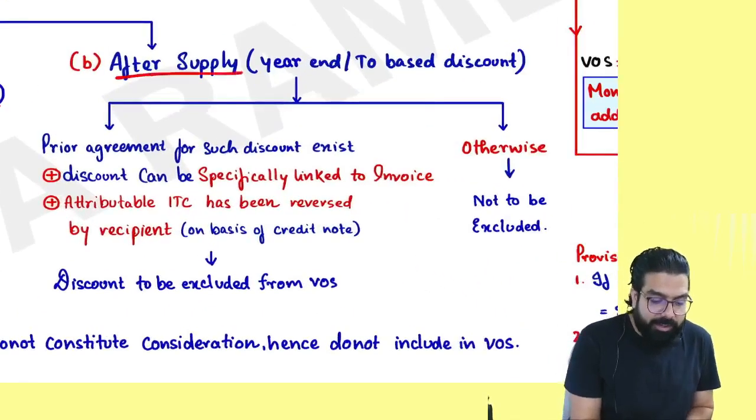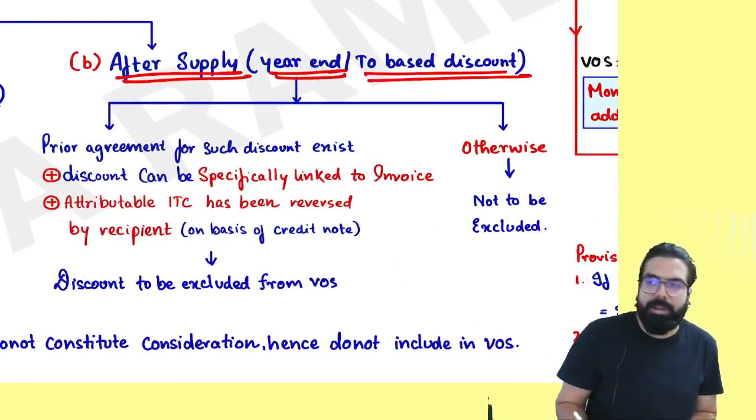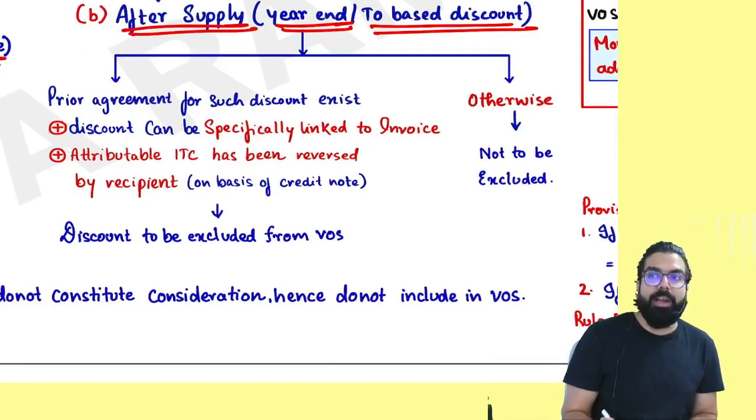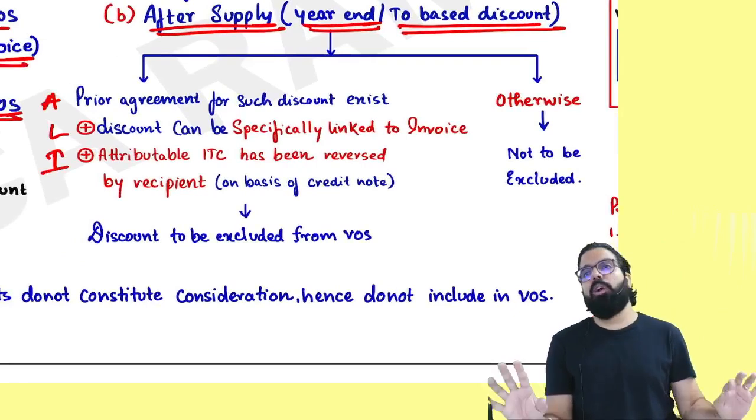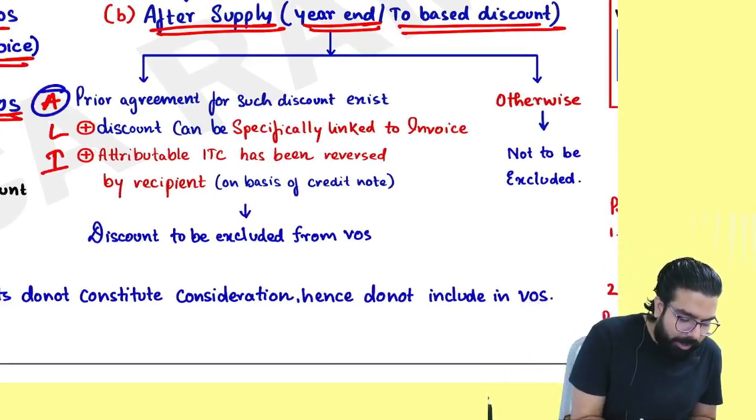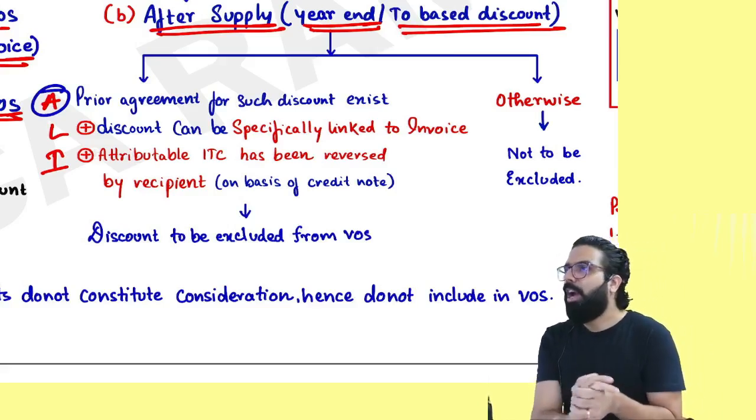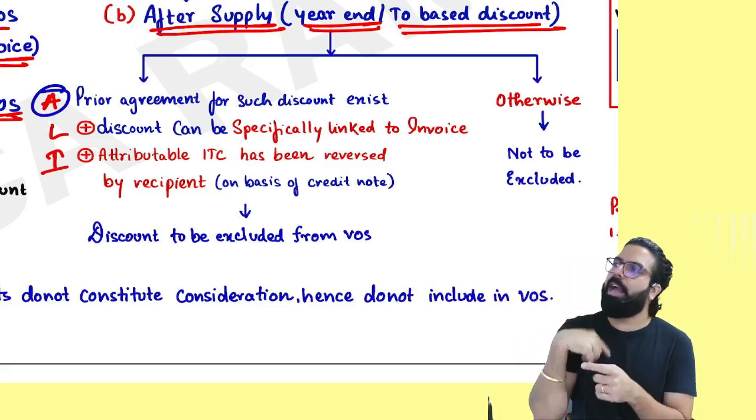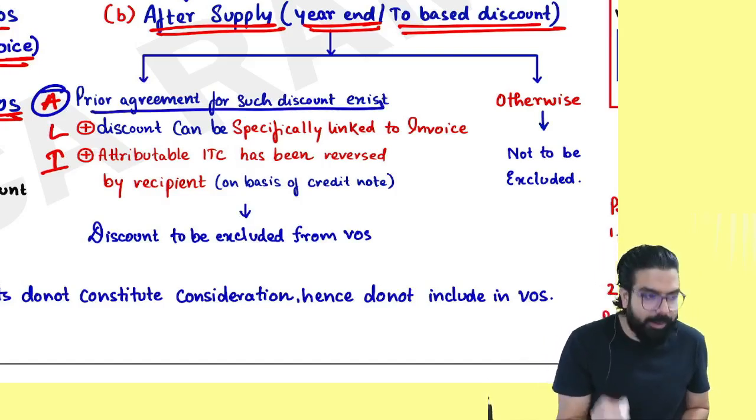But if discount is given after supply, that is, a year-end or turnover-based discount, there are three conditions which have to be satisfied, and only then will the discount be excluded. Number one, I sold you some goods and told you I will give you an additional discount at the year end. First of all, a prior agreement should be there.